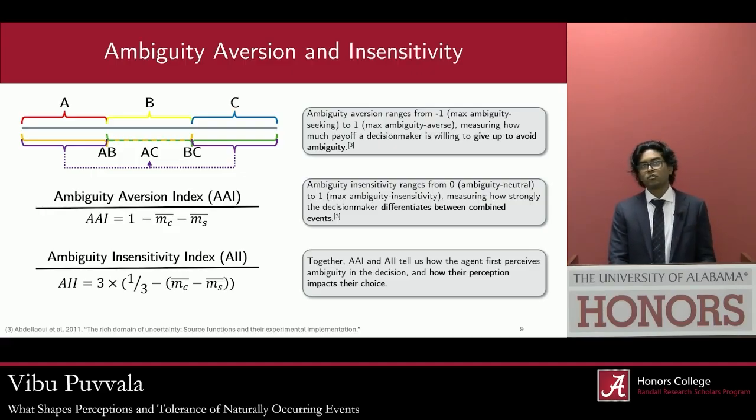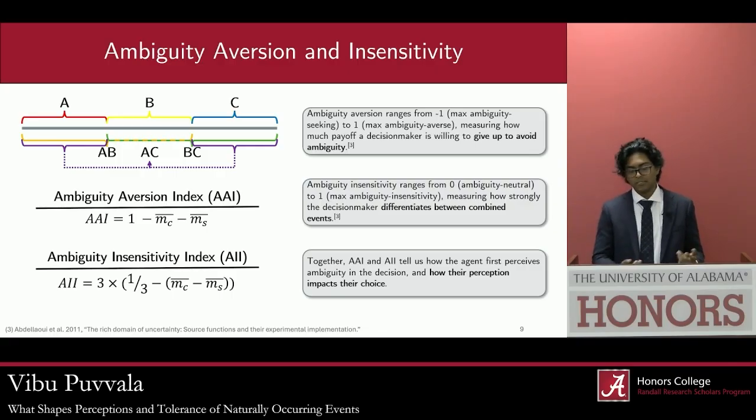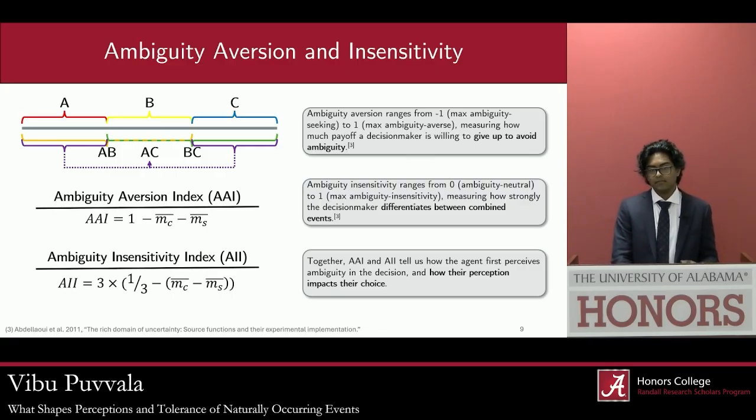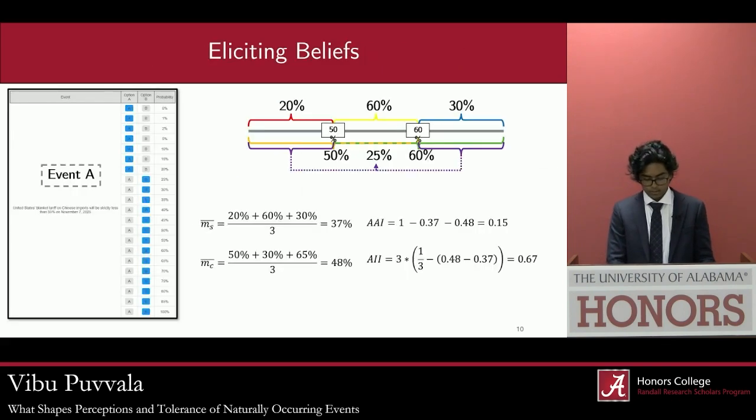So in a situation where you may not know the probability distribution, there's a natural tendency to shift and blur probabilities towards "I don't know what's going to happen, shot in the dark, 50-50, it either happens or it doesn't." And so ambiguity insensitivity allows us to measure the degree to which respondents are doing that. And together, insensitivity and aversion tell us how the agent first perceives ambiguity and then how it impacts their choice.